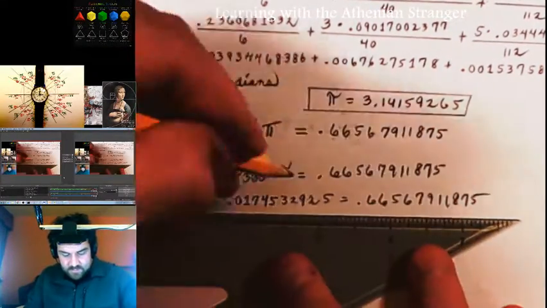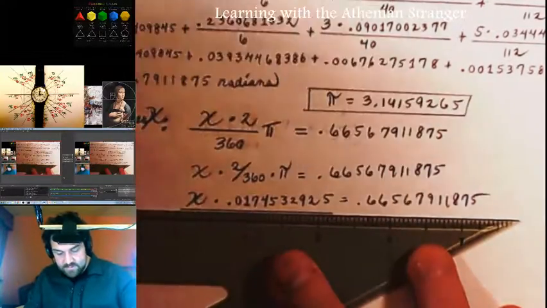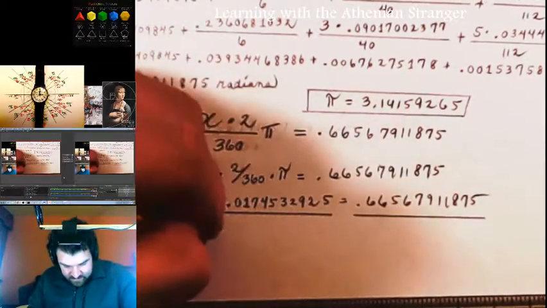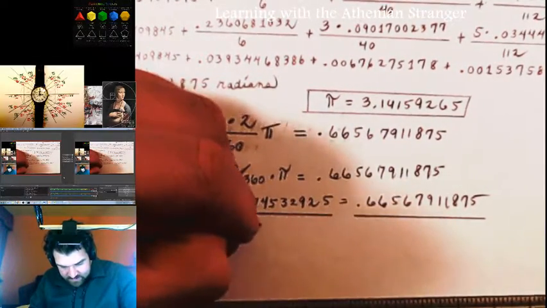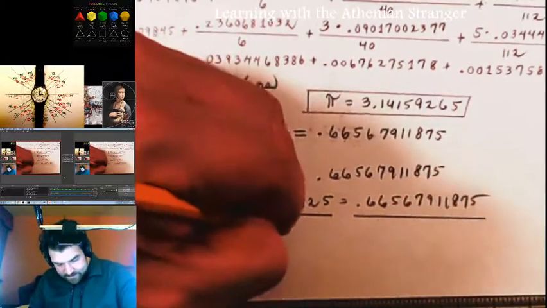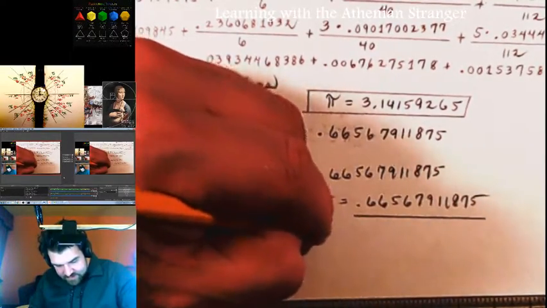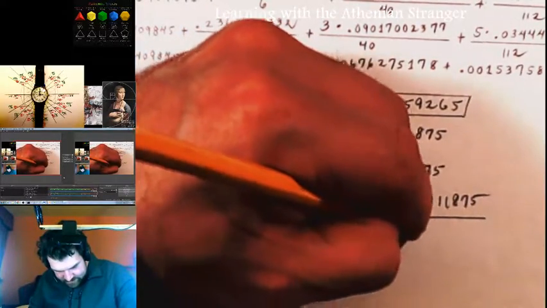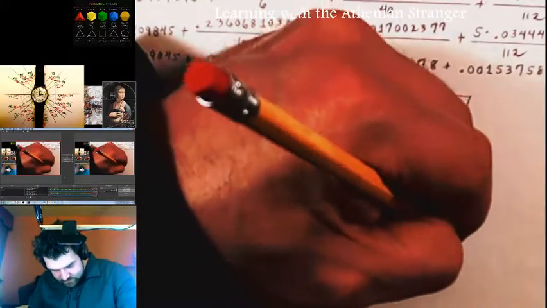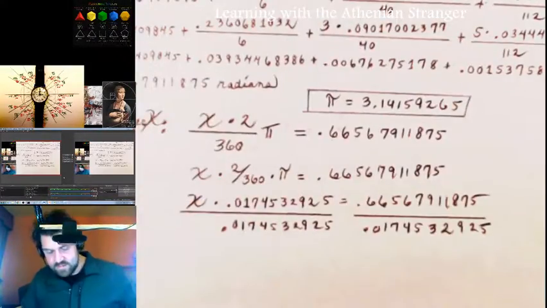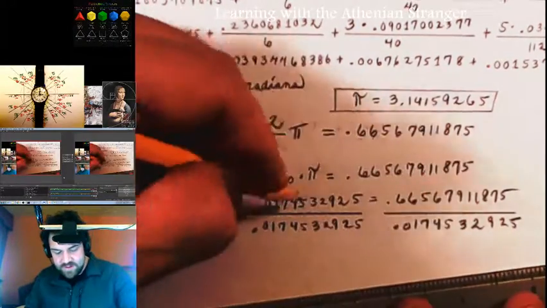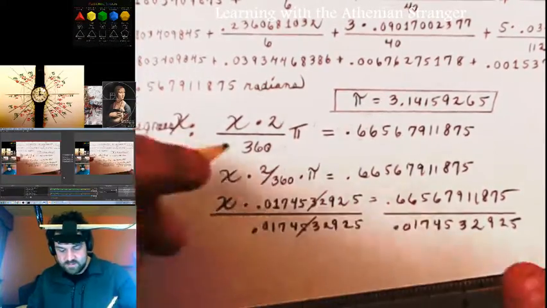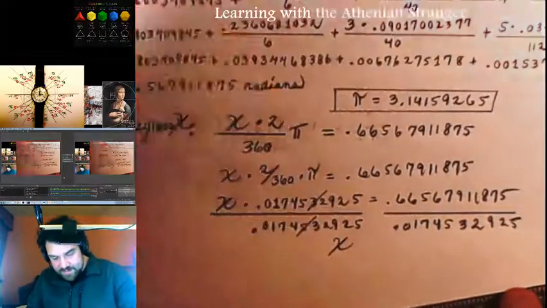All right, so now that's our problem to solve. Here's what we do. We divide out this number on both sides, and that will give us x in degrees, ladies and gentlemen. So I'm going to divide out 0.017453292 5 on both sides. Okay, I've got that divided out on both sides. So now it's gone on the left side of the equation. It's gone. Finished. Done. Forever. So now I have x by itself.